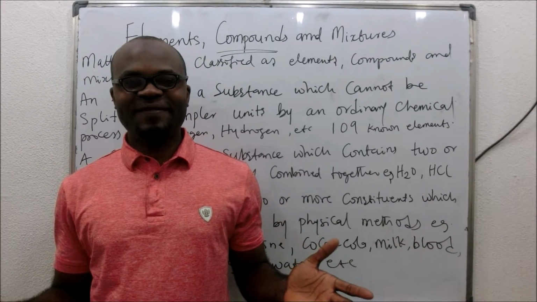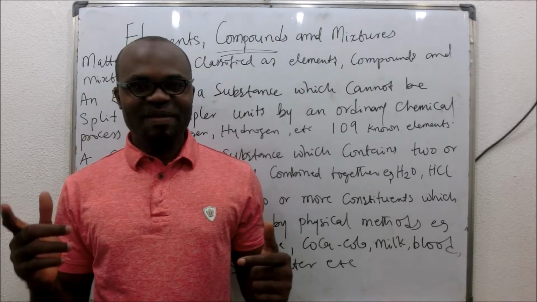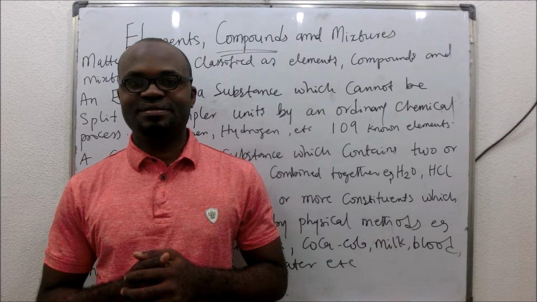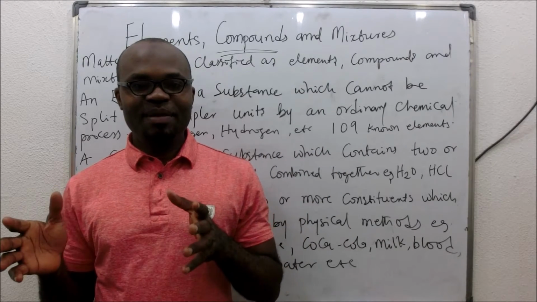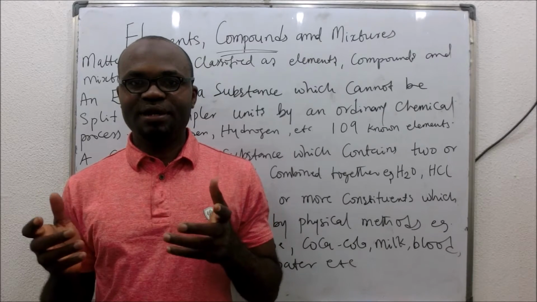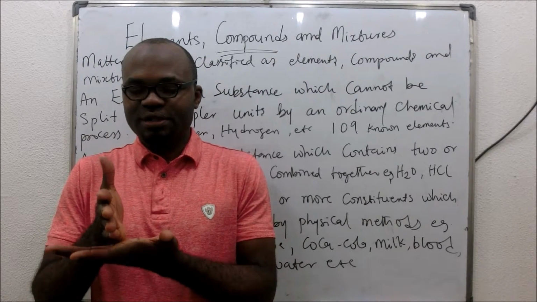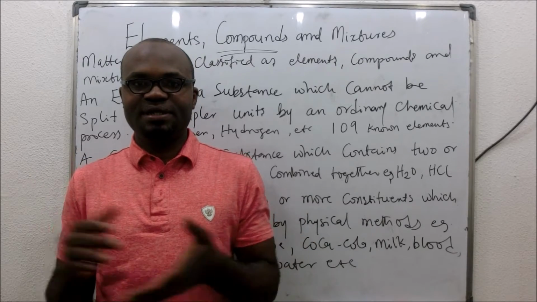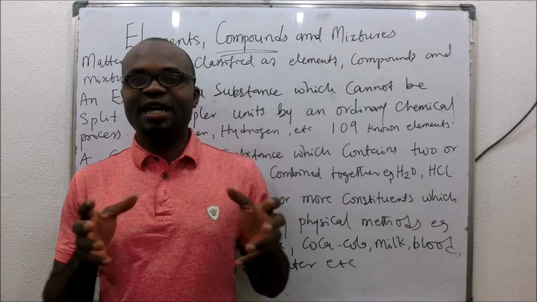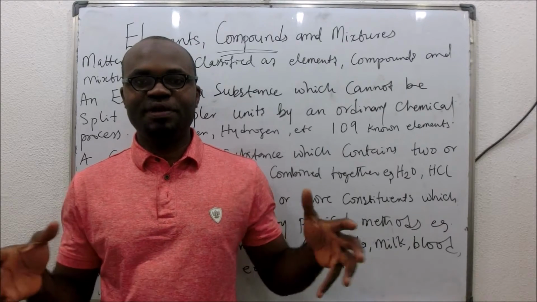Matter may be classified as elements, compounds, or mixtures. Elements and compounds are pure forms because they cannot be broken down into simpler substances, whereas mixtures are impure because they can still be separated.